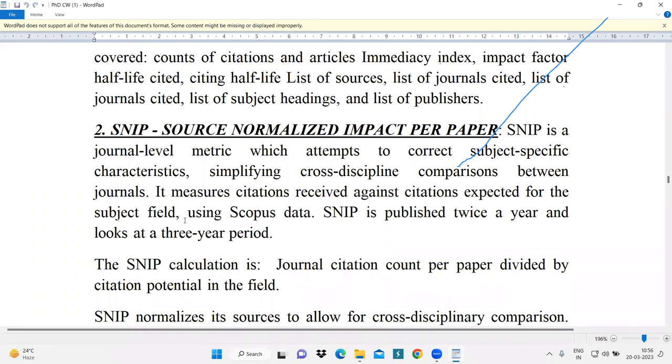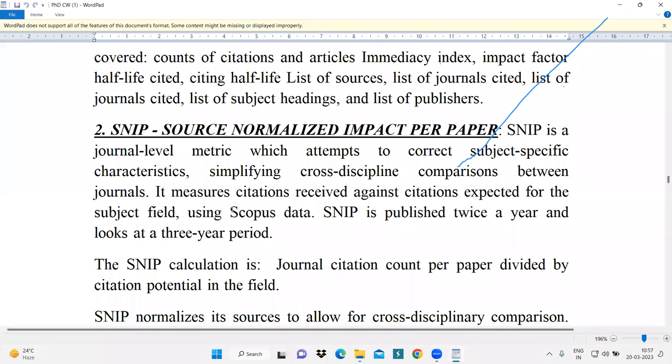In case of journals, it measures the citations received against the citations expected. What kind of citation it has received, that means from the previous record, what we are expecting from that journal, how much citation it used to receive, and now how much it has obtained. The number of citations it has received against the citations it was expected to receive, that is for that subject field.